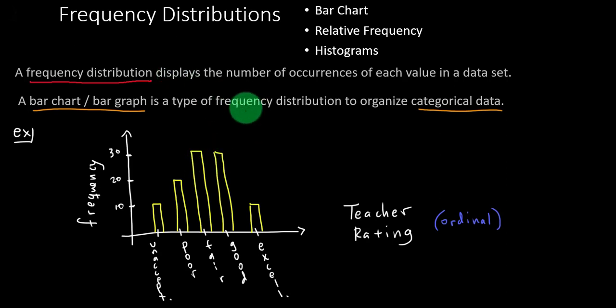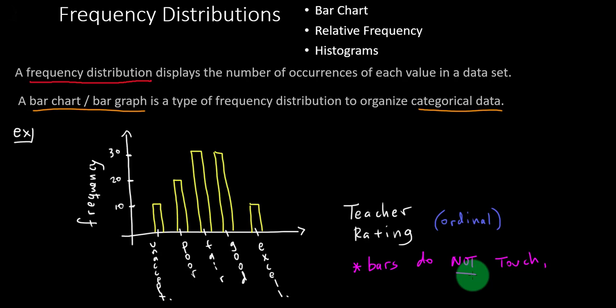This is a bar chart. It is a type of frequency distribution. It shows how often each of the values occurred in a data set, and in this case, the values are the categories. Pretty cool. Something to notice about the bars in this bar chart is that the bars do not touch. Bars do not touch.